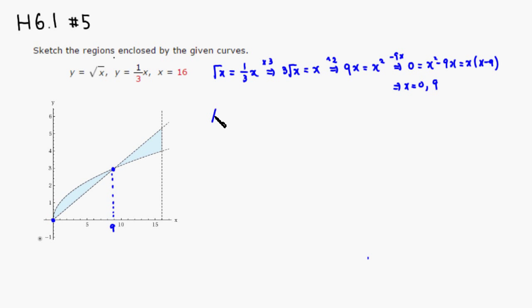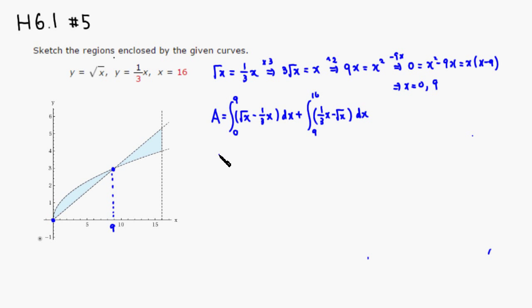So the integral would be from 0 to 9, the top curve is square root of x, and the bottom one is 1/3 x, with respect to x. And from 9 to 16, the top one is 1/3 x, and the bottom one is square root of x.